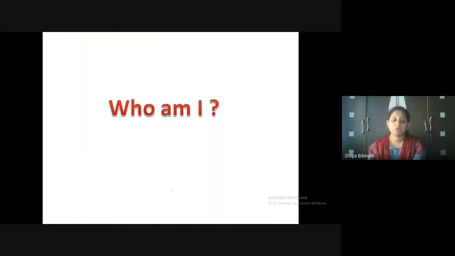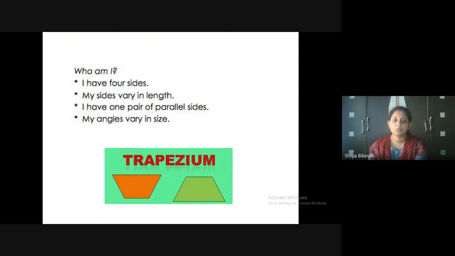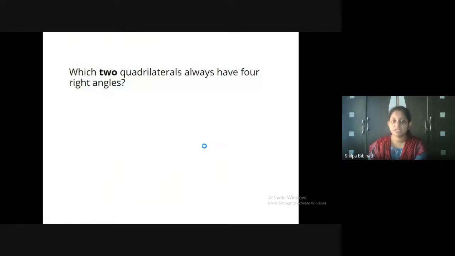Now let's see, who am I? Let's solve these riddles or the quiz. If you know the properties, it's easy to answer. Let's begin. Who am I? I have four sides. My sides vary in length. I have one pair of parallel sides. My angles vary in size. Who am I? Any guesses? It is a trapezium. One pair of parallel sides is nothing but a trapezium. And angles vary in size, they have different angles. Even the sides have different measurements, but it has four sides. So it is a quadrilateral and it is a trapezium.